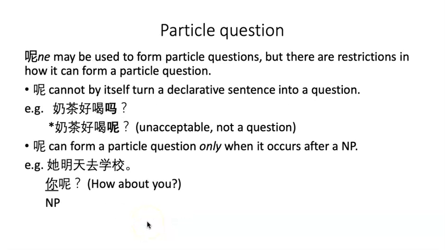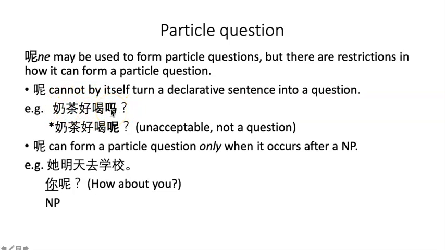There's a special note here. You may wonder whether 呢 can be considered as a question particle here. 呢 may be used to form particle questions, but there are restrictions in how 呢 can form a particle question. Specifically, 呢 cannot by itself turn a declarative sentence into a question. For example, 奶茶好喝. This is a declarative sentence.